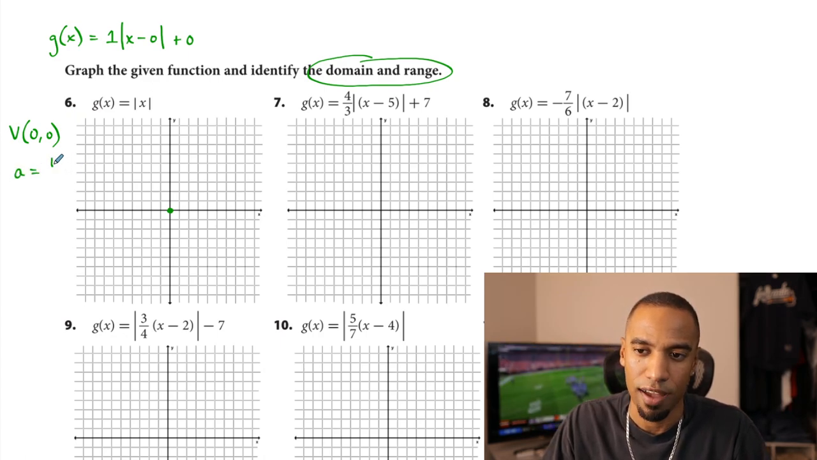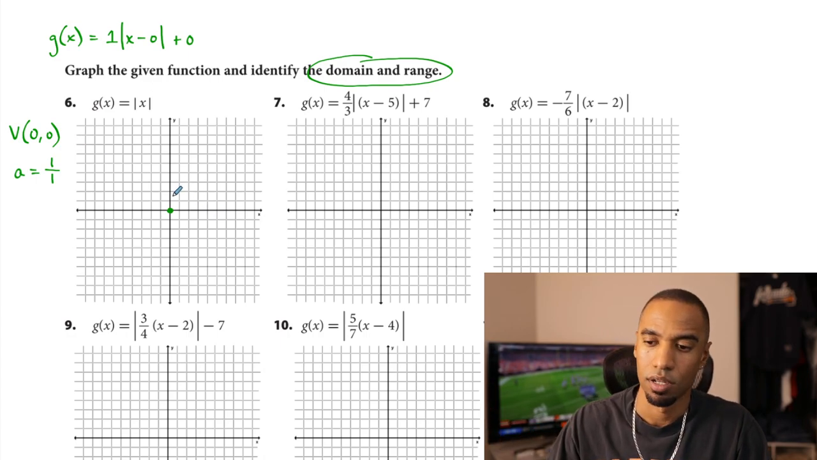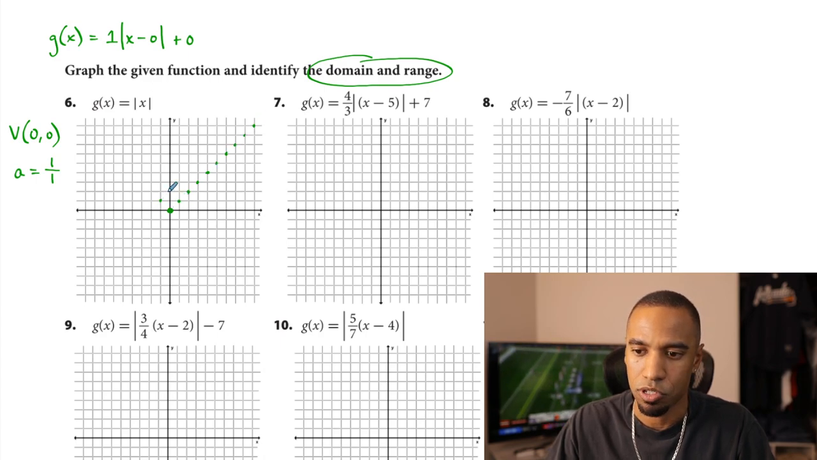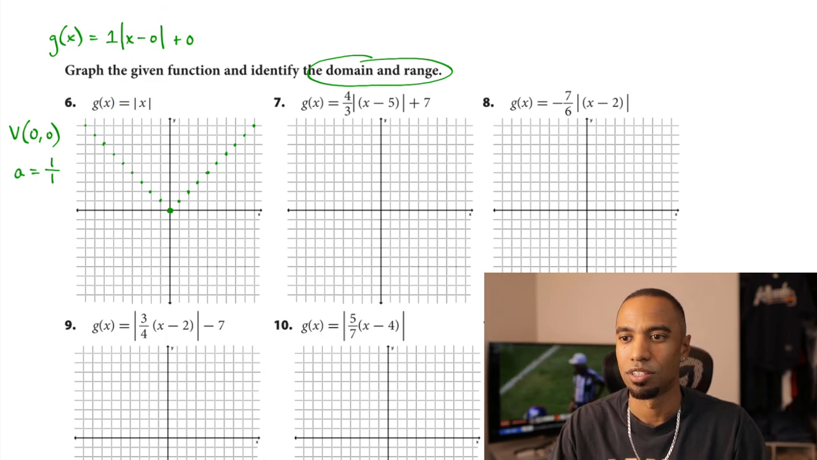The a, the stretch factor, is 1, or 1 over 1. Rise 1, run 1. So I get to do that. Rise 1, run 1. Boom, boom, boom. And this would just keep going in this direction here. And remember, that's a vertex that we're talking about there. So this also it bounces off, and it rises 1 and runs 1 to the left as well. And there we go. Off to the races. All right. Let's go and draw that graph.